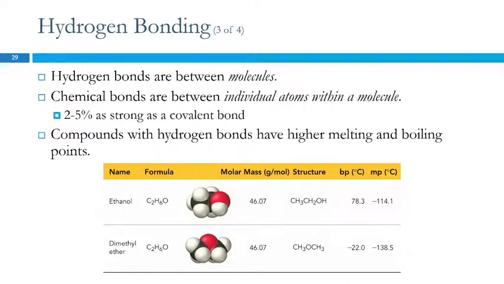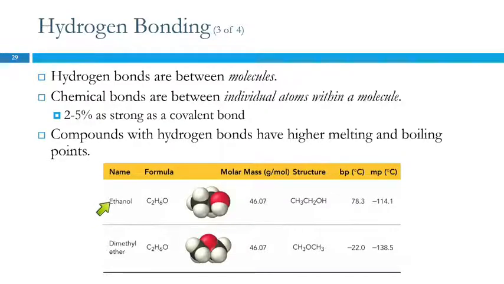So very important to understand that hydrogen bonds are between molecules. They're not within a given molecule. Chemical bonds are between the atoms inside of a molecule. Chemical bonds are much, much stronger. Hydrogen bonds are 2 to 5% as strong as a covalent bond. So although they are a very strong intermolecular force, they are much weaker than covalent bonds.